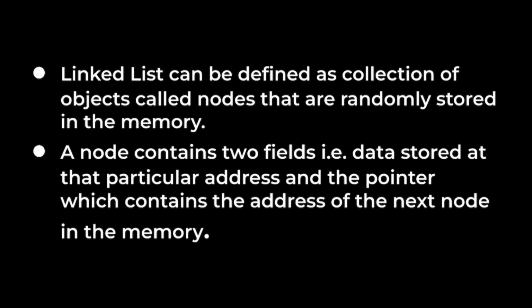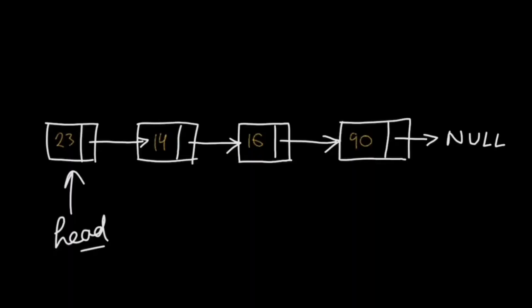A node contains two fields. First is the data of that node, and the other one is a pointer that stores the address to the next node. One node is pointing toward the next one.